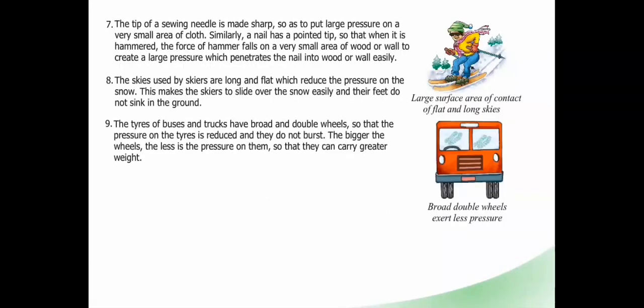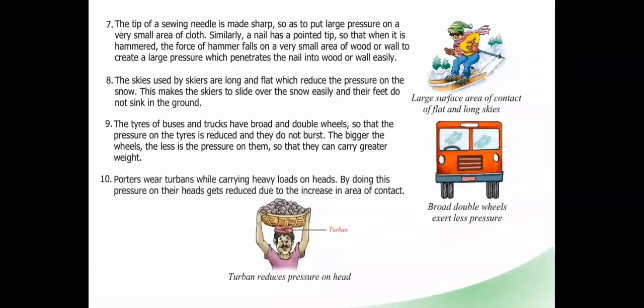Next, the tip of a sewing needle is made sharp so as to put large pressure on a very small area of the cloth. Similarly, the tires of buses and trucks are broad and have double wheels so that the pressure on the tire is reduced and they do not burst.